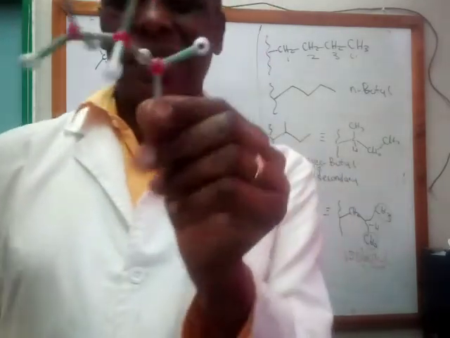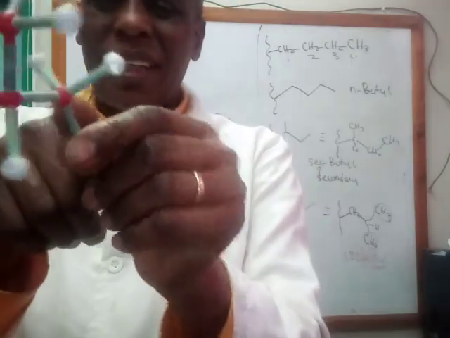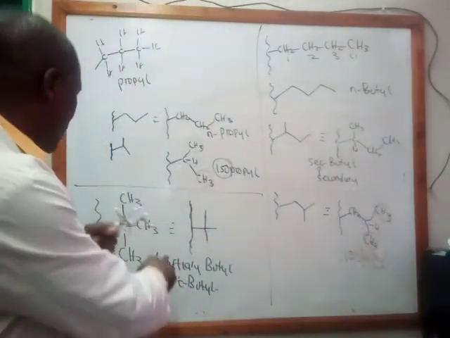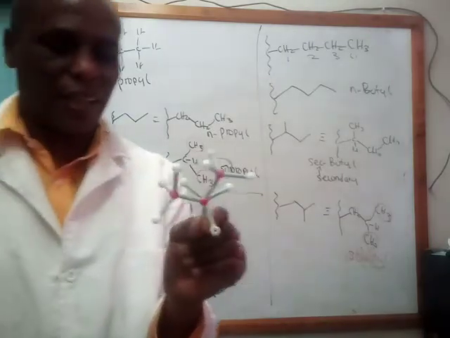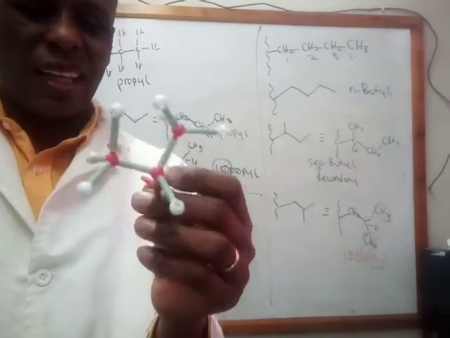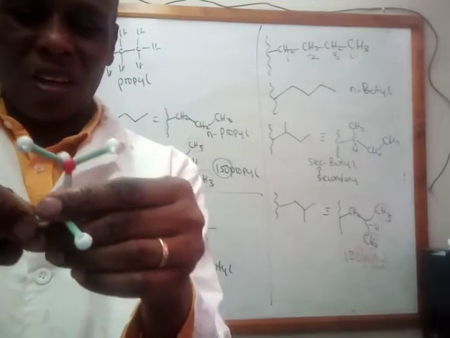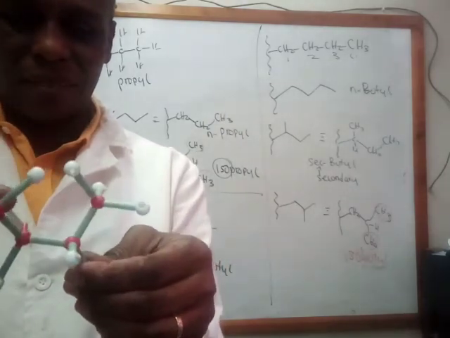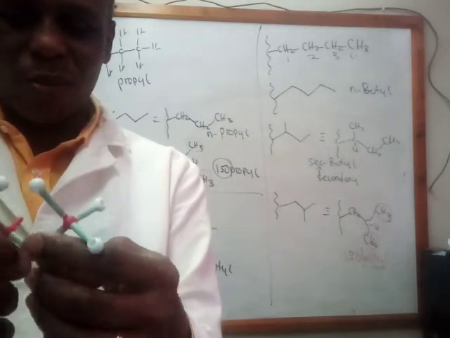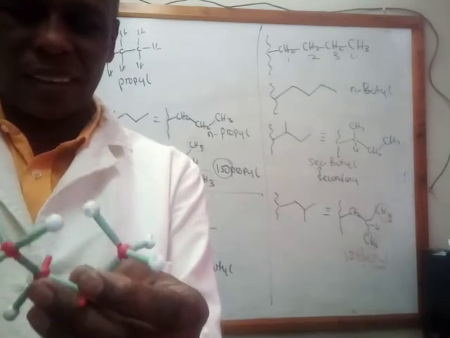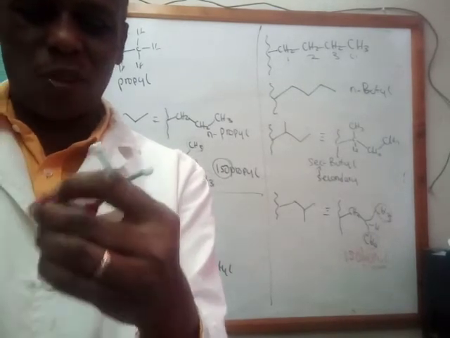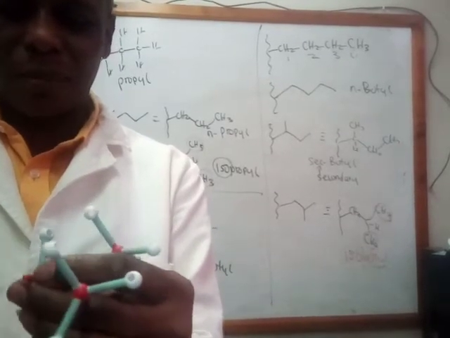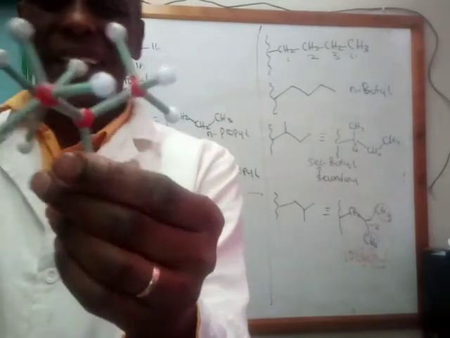Then the last substituent, where the carbon is joined to the parent chain, should not have any hydrogen atom. So I'm going to remove this hydrogen, and then I take one of the methyl groups and put it there. Okay, let me see. This is what I had. I'm going to remove that hydrogen, and then that methyl group, and then I put it here. And then I put this group here, and then I put this group here. This is another isomer, just like a rearrangement here.